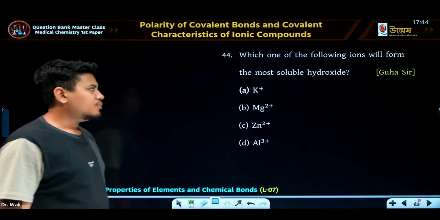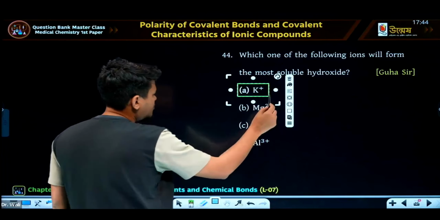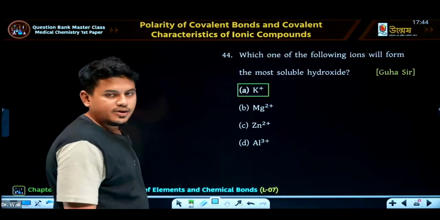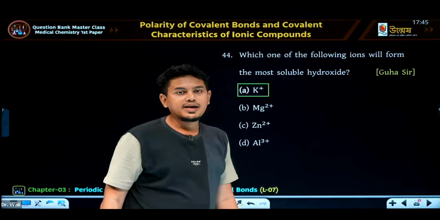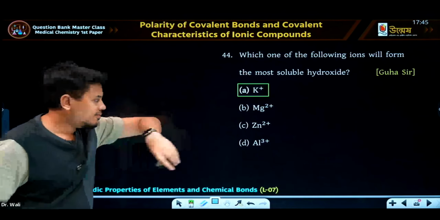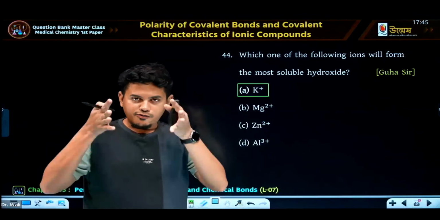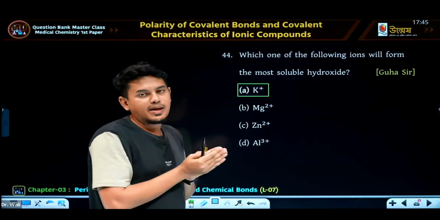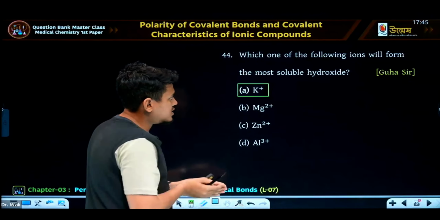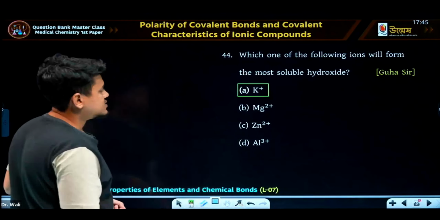Which one of the following ions will form the most soluble hydroxide? The most soluble hydroxide will be potassium. Why is it the most soluble hydroxide? Because solubility will decrease if the cation charge gets higher, and solubility will decrease downward. So potassium lies above. Actually here that consideration of group will not come in handy. Here the thing to be applied is Fajan's rule, stating that high charge means high polarization. So least polarization would result in most solubility in water, which is option A.